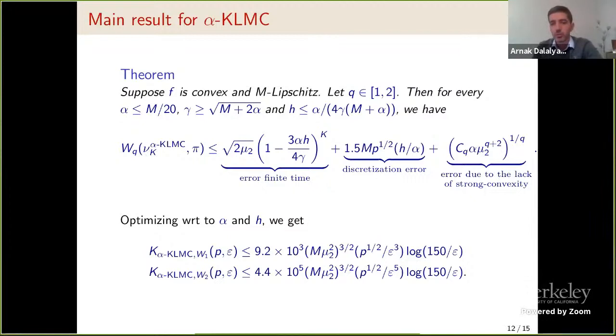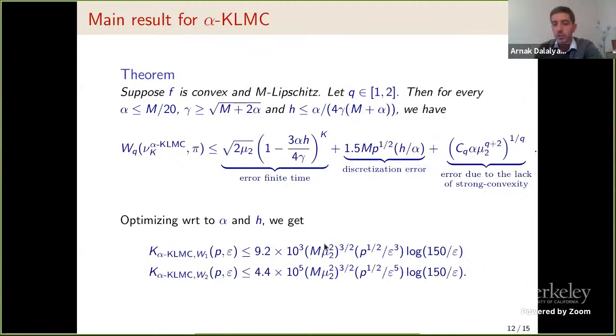And we optimize with respect to all these parameters, alpha, gamma, and h. The upper bounds that we get have a better dependence on dimension, better dependence on epsilon, and the numerical constants are smaller as well. The only point where they are a bit worse than previous results is the dependence on the condition number.